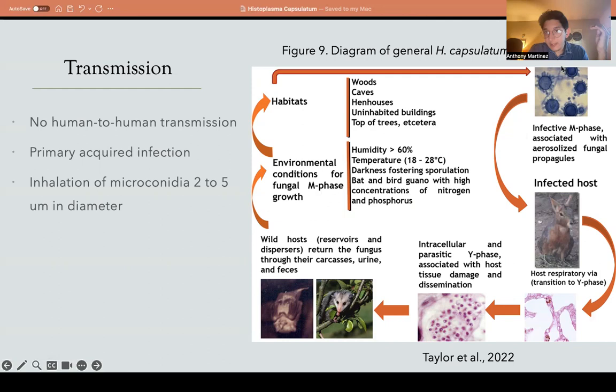The actual microconidia become aerosolized, which is inhaled by the host. This traffics to the lungs, where it transitions to its yeast form, and then the intracellular yeast form is associated with tissue damage, and that probably kills the host, and that's what releases it back into the environment. There are two forms of conidia for this organism, micro and macro conidia, but for our purposes, microconidia are the ones that are important for establishing pulmonary infection.